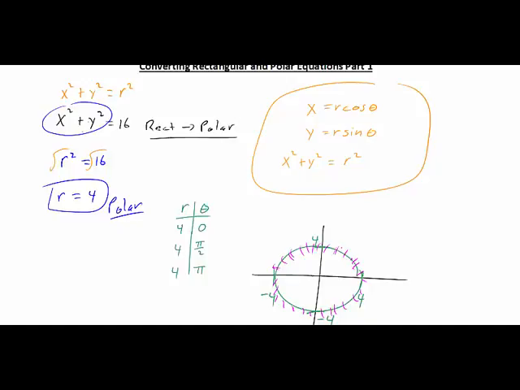So once again, to convert this, we simply used x squared plus y squared equals r squared to substitute that in to convert to polar form.